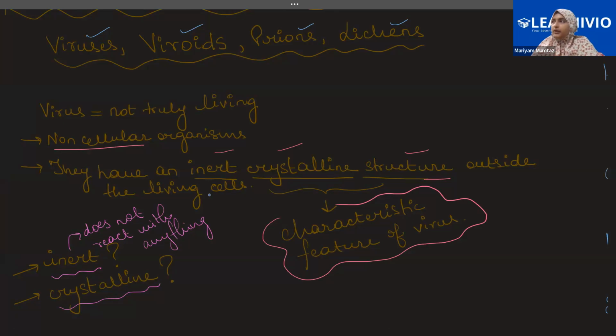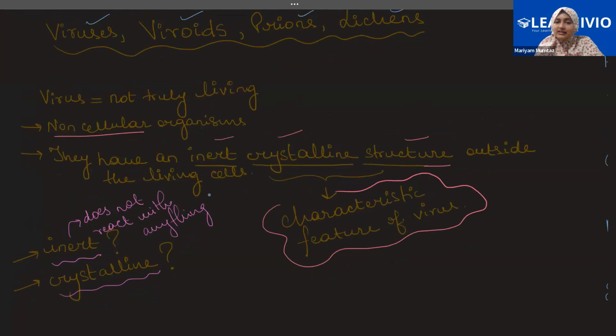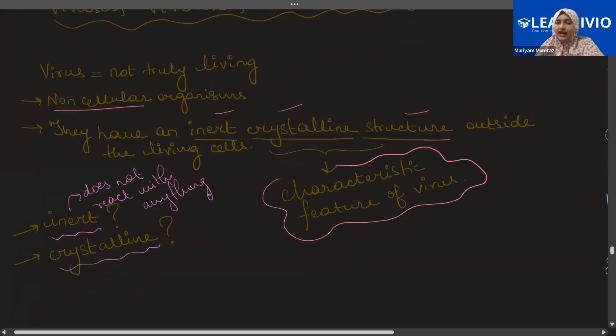So see, talking about viruses, they are not truly living. You cannot call them living organisms. What happens is that outside the body of the host, they are dead. But as soon as they get inside the body of the host, then they become living. So truly, they are not living at all. They have an inert crystalline structure. Inert means it does not react with anything. Crystalline, it is in the form of a crystal and it is the structure that they have.